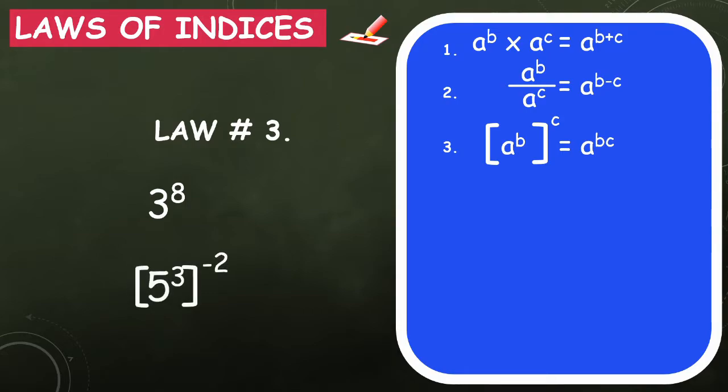5 to the power of 3 brackets to the power of negative 2. This equals 5 to the power of 3 multiplied by negative 2, which is 5 to the power of negative 6.